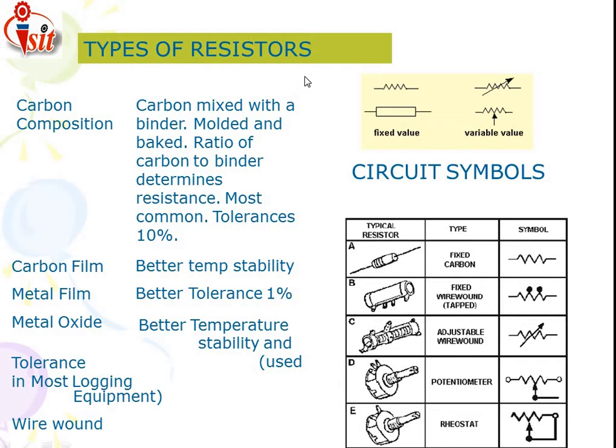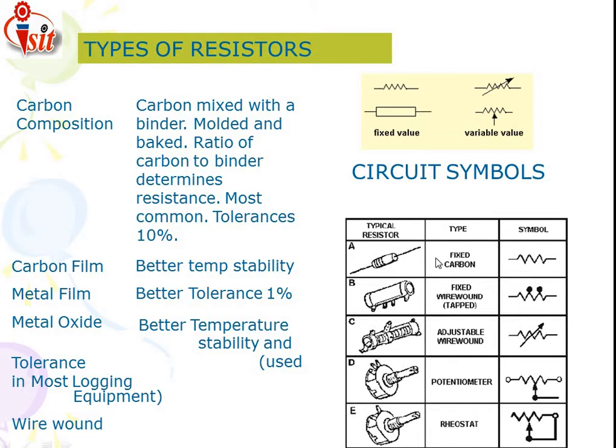Along with the types of resistor, this is the circuit symbol related to the resistor. First one is a fixed value and second one is a variable value. These are the types of typical resistors, and this is how we show these resistors symbolically. I have shown this over here.